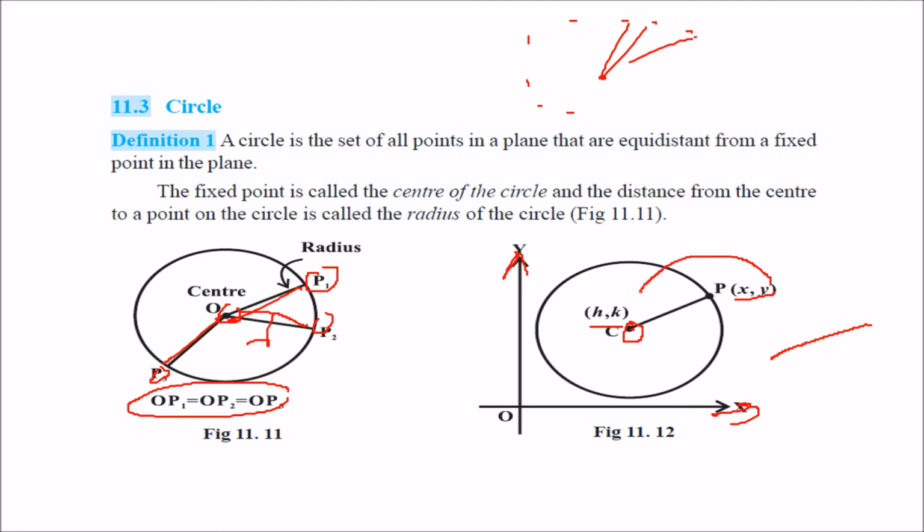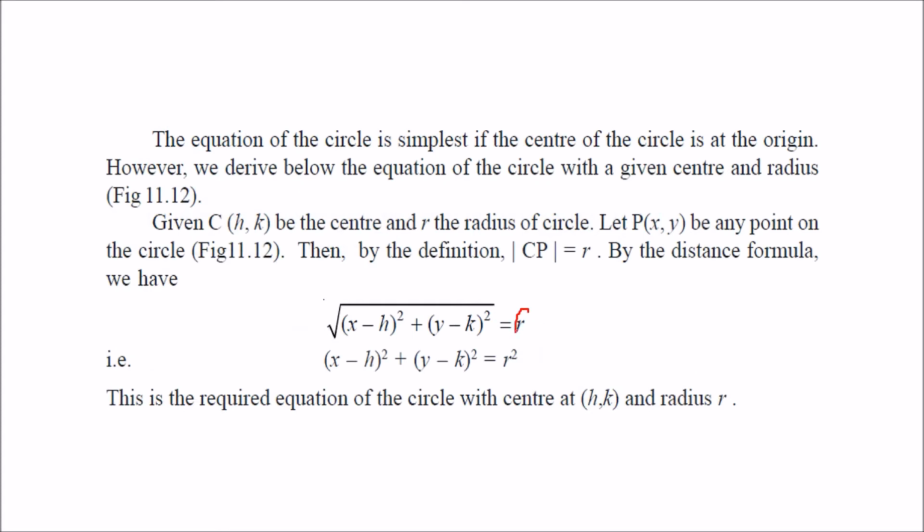So the square root of (x minus h) whole square plus (y minus k) whole square will be our radius. Let us take it as a radius and we'll take the radius as positive. So this is (x minus h) whole square plus (y minus k) whole square, and if we square both sides, (x minus h) whole square plus (y minus k) whole square is equal to r square.